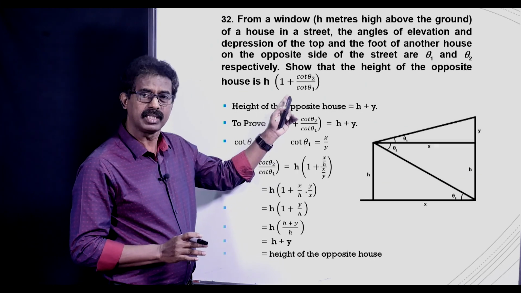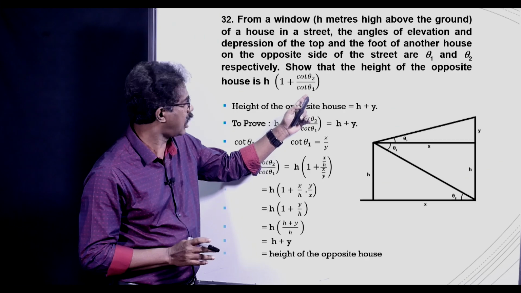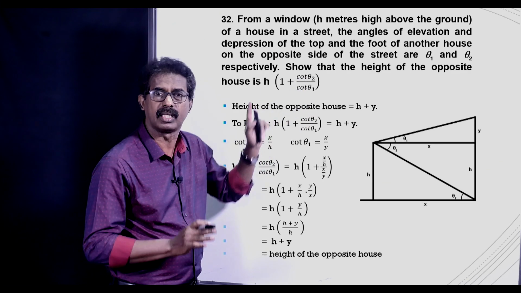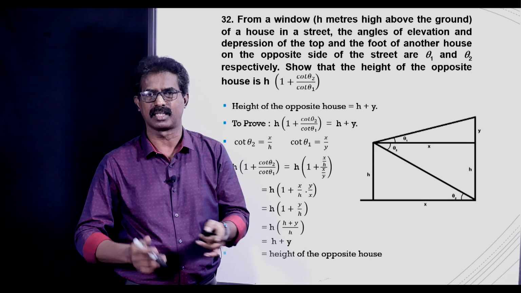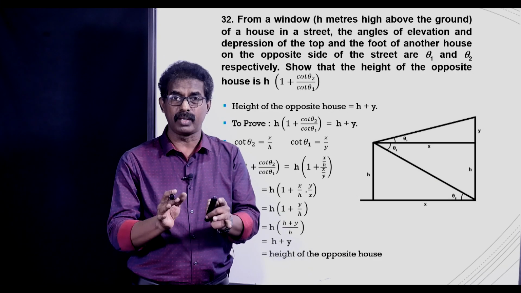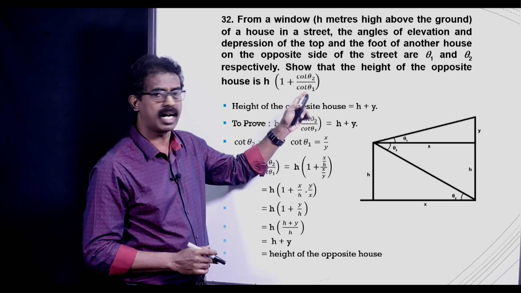See, this is the answer, right? So we want two ratios. What are the two things we need? We want cot theta 1 and cot theta 2. Normally we won't take cot, we take tan, sin, cos. But here why are we taking cot? Because in the answer we need cot. So find cot theta 1 first.